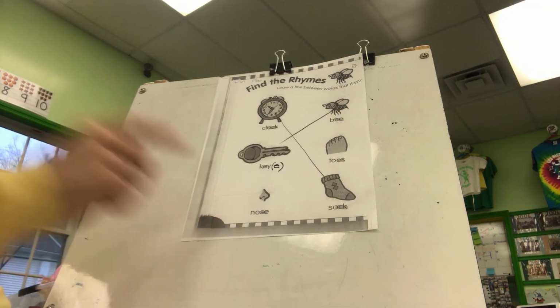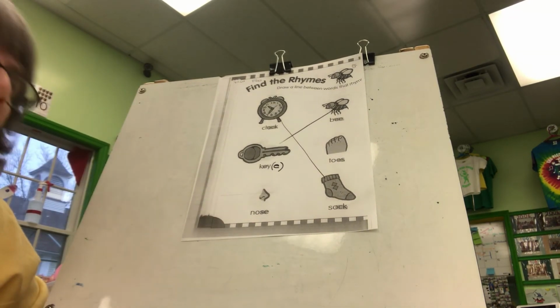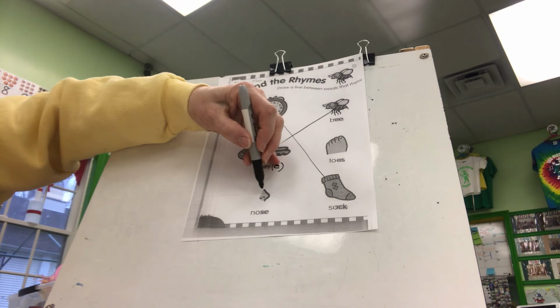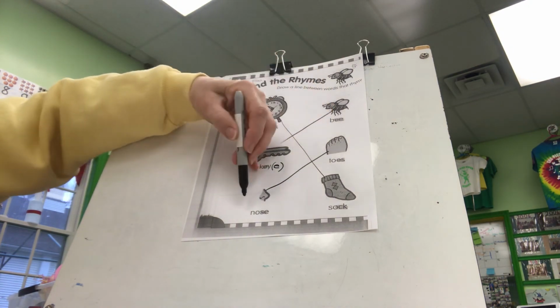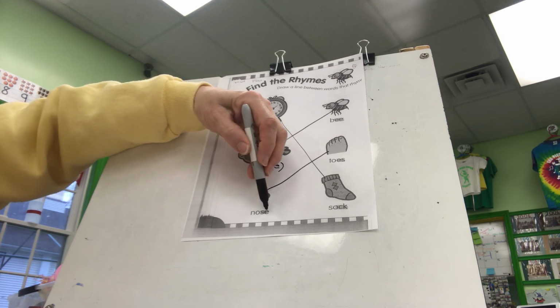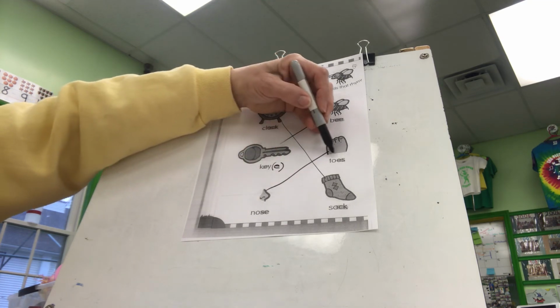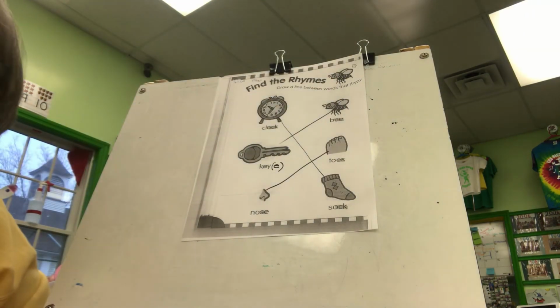Now, if you don't know what this is, it doesn't matter because process of elimination shows that there's only two pictures left, this one and this one. So what do you think they are? Nose and toes. Oh, those are rhyming words too.